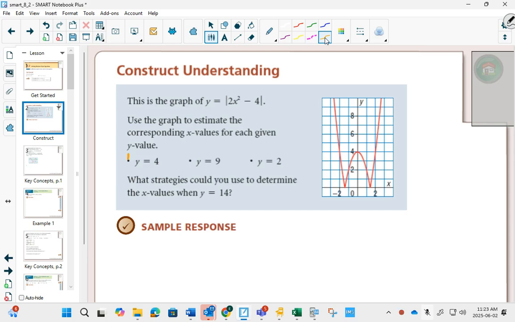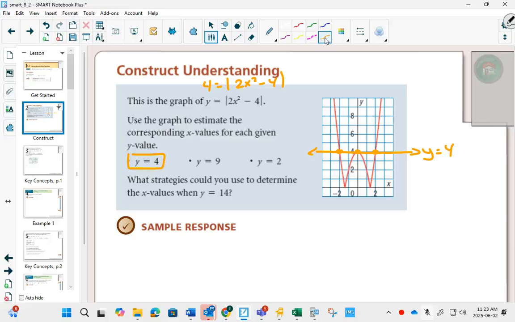Now, if you were asked to solve, where is the absolute value of 2x squared minus 4 equal to 4? Well, y equals 4 is a horizontal line right here. And it intersects the red graph at 3 points. At -2, at 0, and at 2. And just a quick check, if you plugged in -2, well, -2 squared is positive 4, times 2 would be 8, and 8 minus 4 is 4. Is the absolute value of 4 equal to 4? Yes. That's why it intersects at -2.